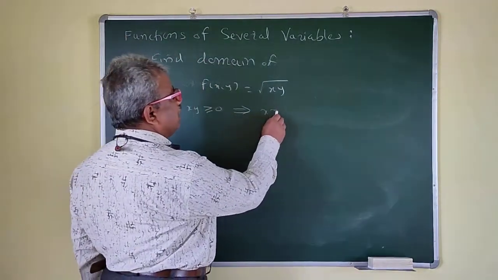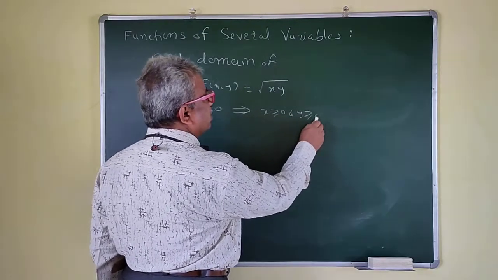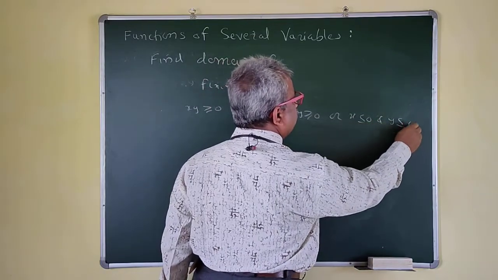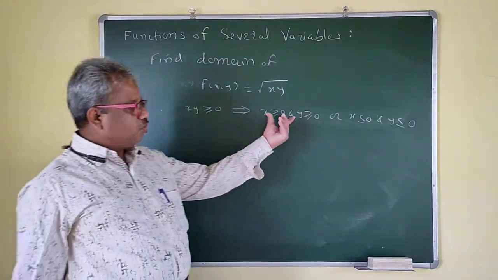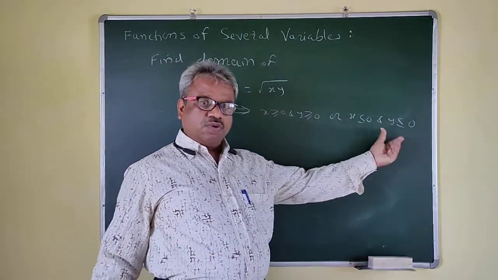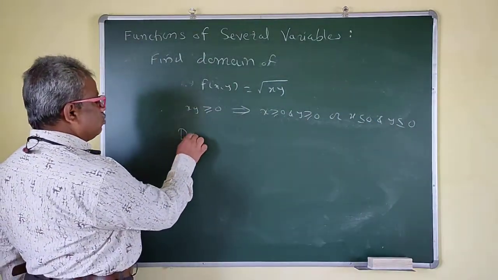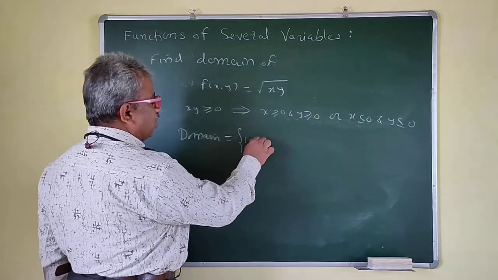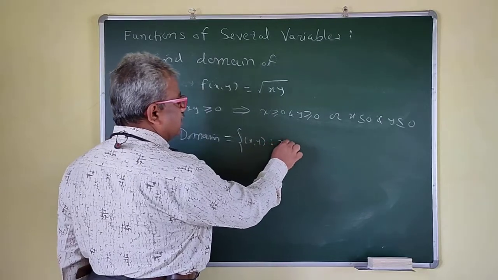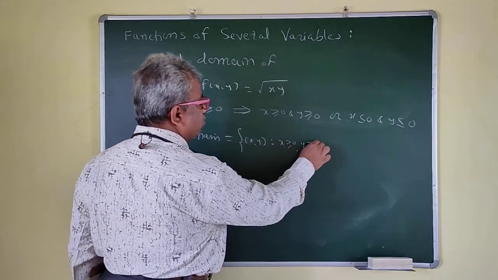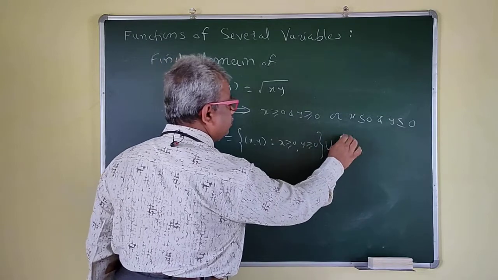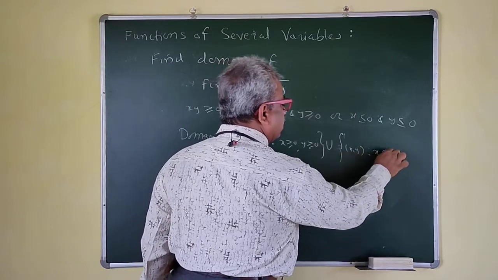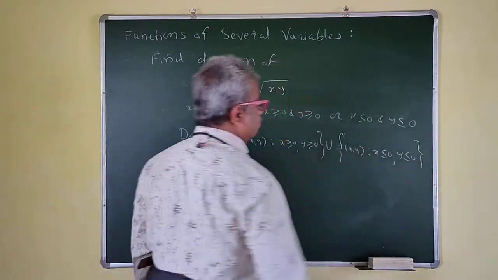So that means x is greater than or equal to 0 and y is greater than or equal to 0, or x is less than or equal to 0 and y is less than or equal to 0. That means both x and y are positive here, or both negative. Then the domain is the set of all (x, y) such that x is greater than or equal to 0, y is greater than or equal to 0, union (x, y) such that x is less than or equal to 0, y is less than or equal to 0.